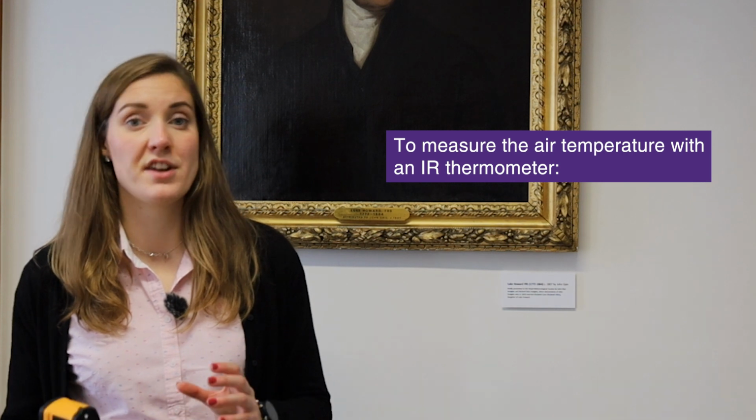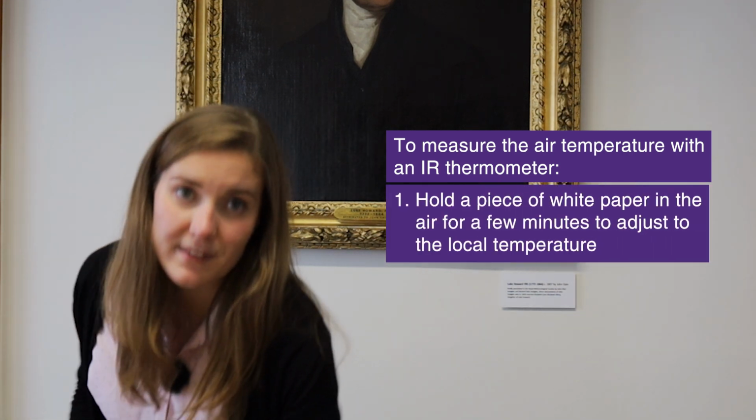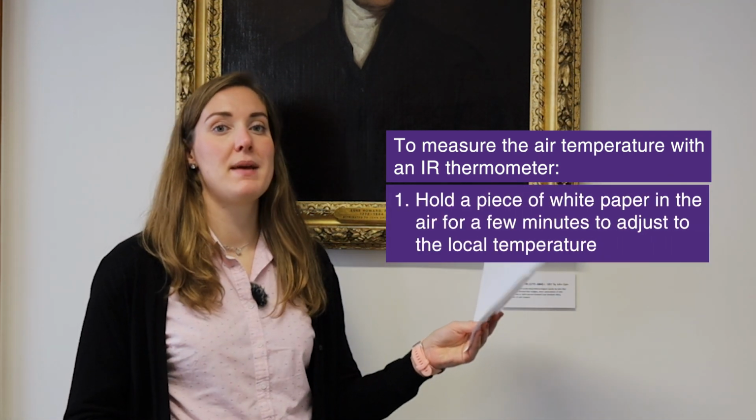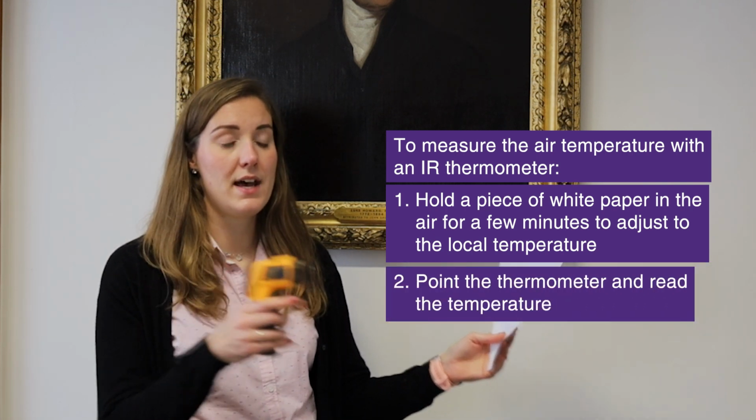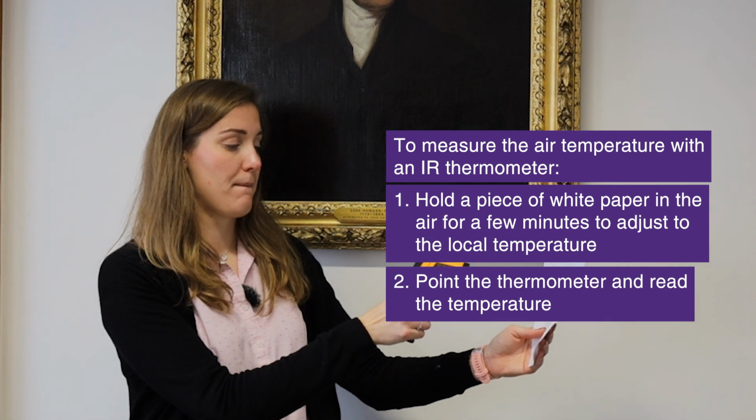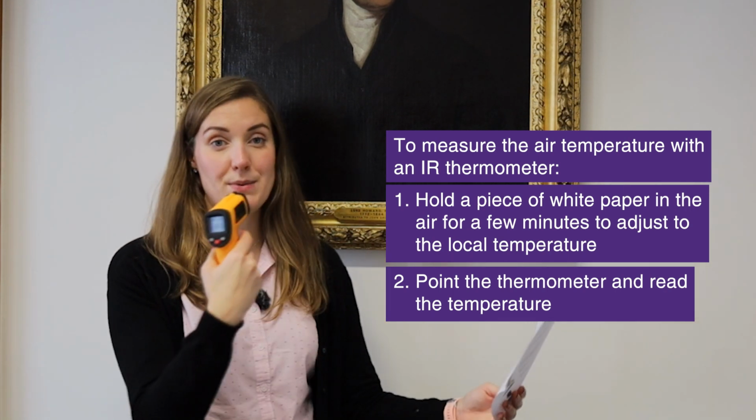To measure the air temperature using an IR thermometer rather than an object, hold a piece of white paper in the air for a few minutes to allow it to adjust to the local temperature. Then point the thermometer and read the temperature. 21.5.